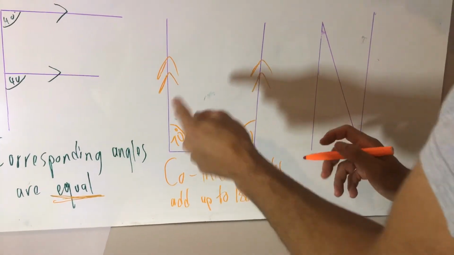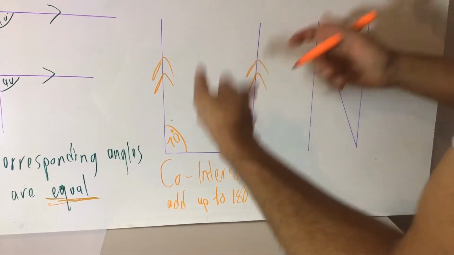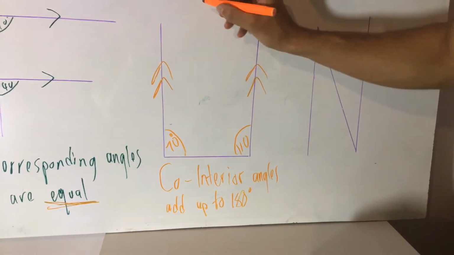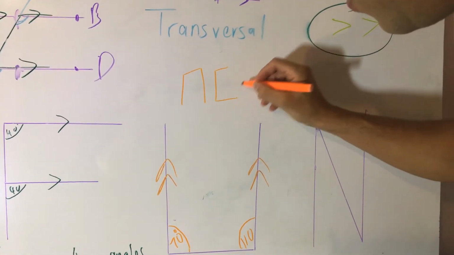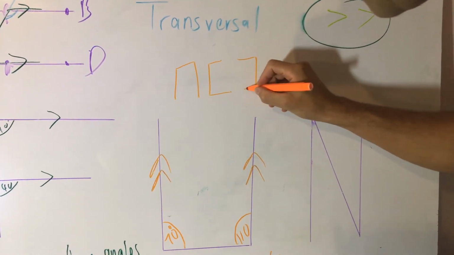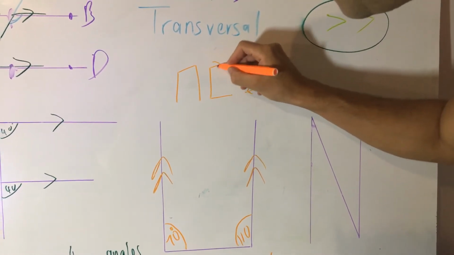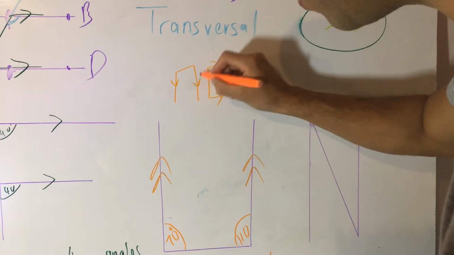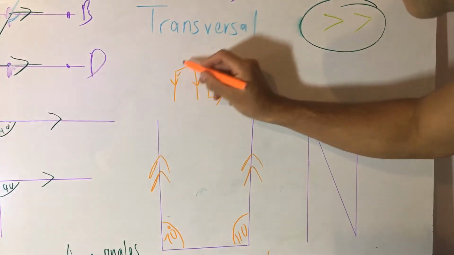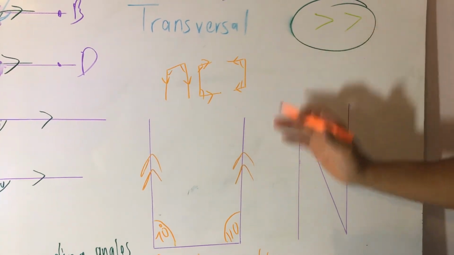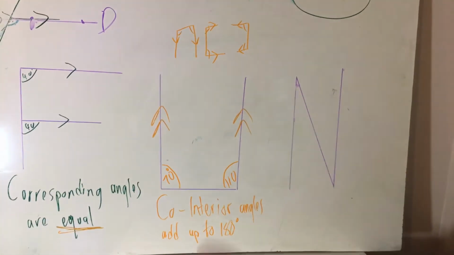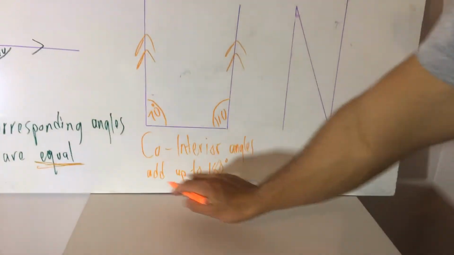So now let me just show you the alternatives that come out of this U. It can be a U, it can look like that, it can look like that, or it can look like that, as long as these are parallel. Then these inside angles will add up to 180 degrees. Co-interior angles add up to 180 degrees.